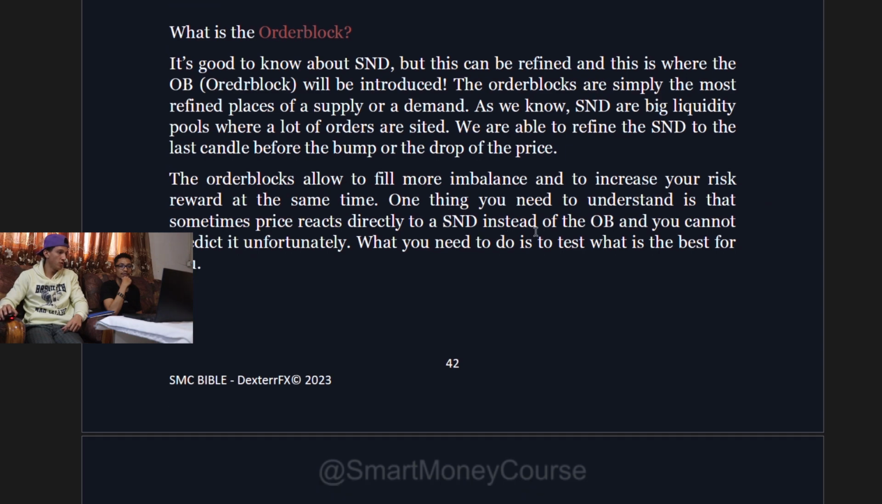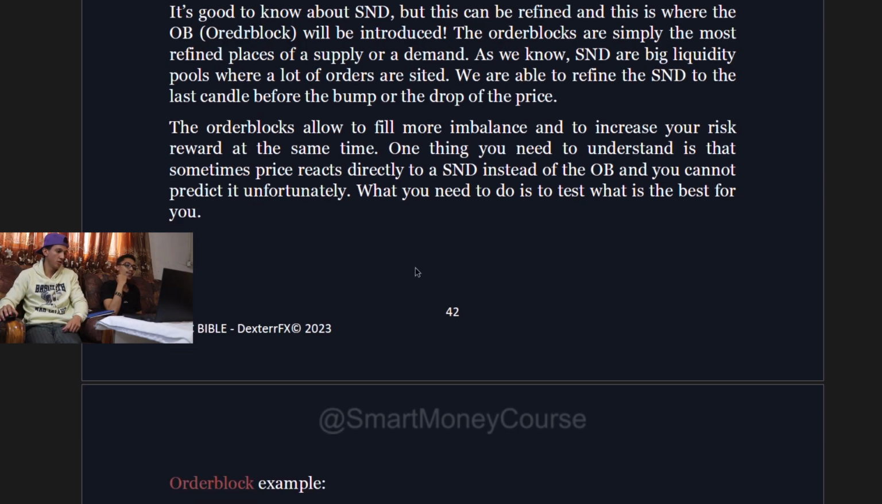One thing you need to understand is that sometimes price reacts directly to a supply and demand zone instead of the order block, and you cannot predict it, unfortunately. You need to test what is best for you. This is where trial and error comes in, and just spending time experimenting with these terms.